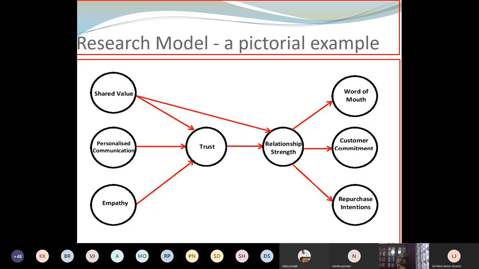What influenced you to take such a decision? That is a question. That may be the better customer relationship, a better relationship with that particular bank. So I feel that better customer relationship strength will result in positive word of mouth. That means customers having better relationship strength will speak only positively about the bank. Customers having better relationship strength will be more committed to the bank.